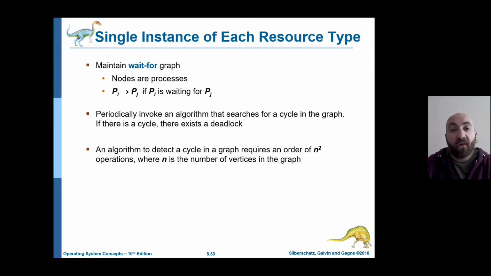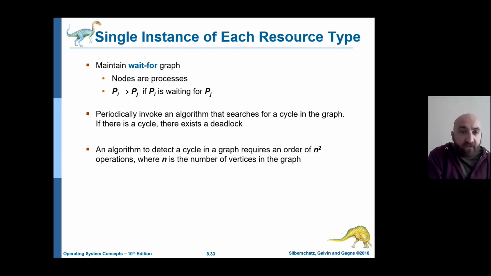If all resources have only a single instance, then we can define a deadlock detection algorithm that uses a variant of the resource allocation graph, similar to the previous one. We obtain this graph from the resource allocation graph by removing the resource nodes and collapsing the proper edges. More precisely, an edge from process I to process J in a wait-for graph implies that process I is waiting for process J to release a resource that process I needs.